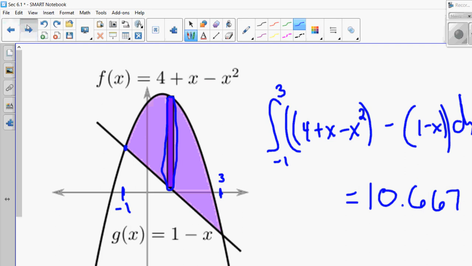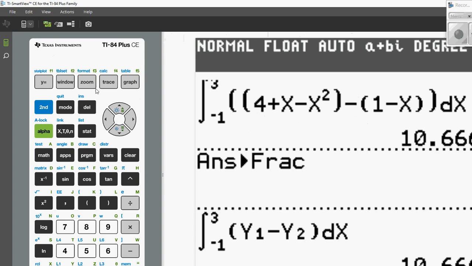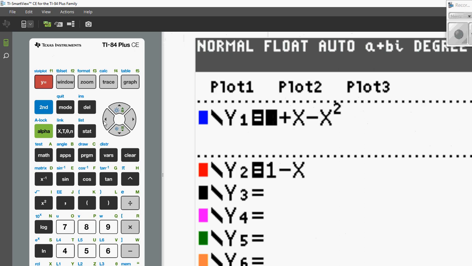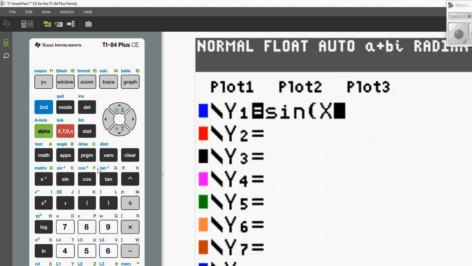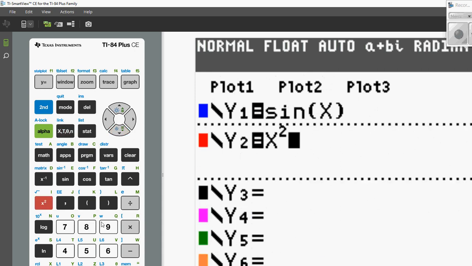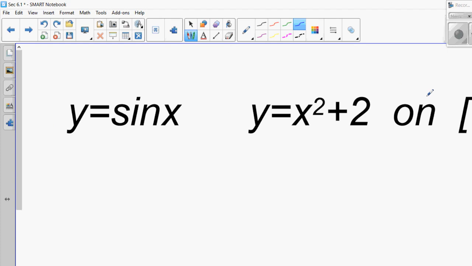Okay. Let's look at another one. Sine of x and y equals x squared plus 2. First thing we need to do is graph these. So let's go back to our calculator. Make sure we're in radians. Anything we graph, we want to be in radians. So we have sine of x and x squared plus 2. We graph that, and we get there. And we are integrating that from 0 to 3.